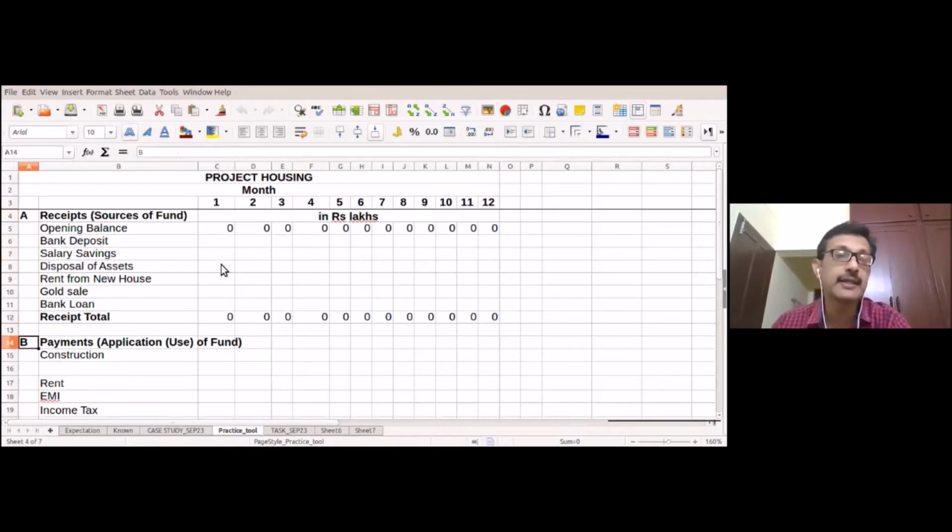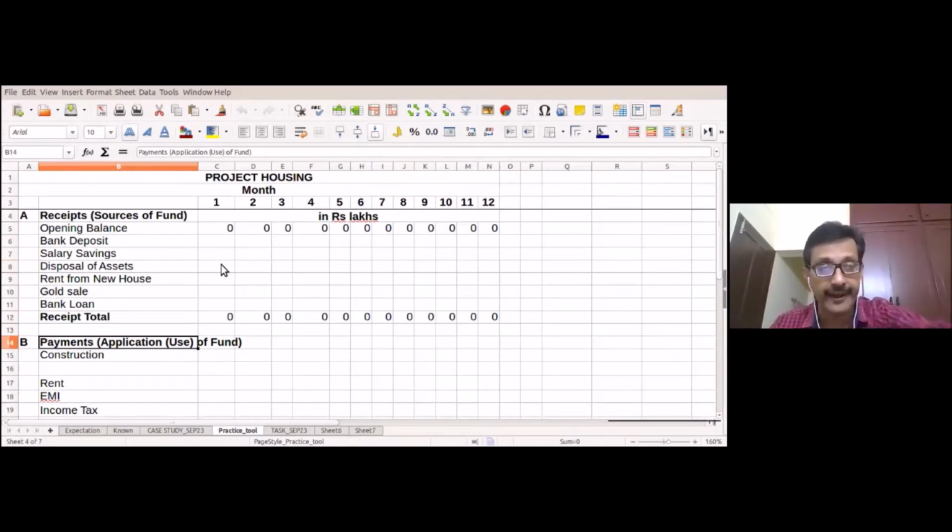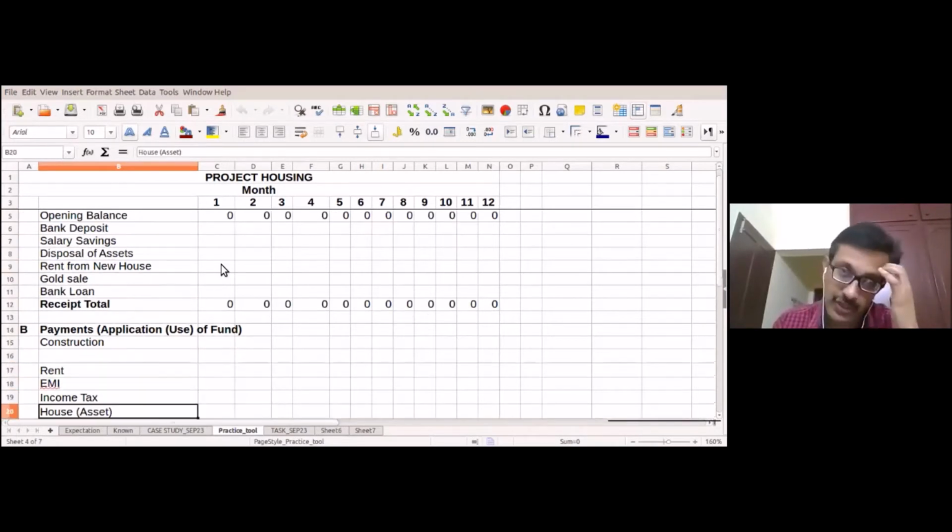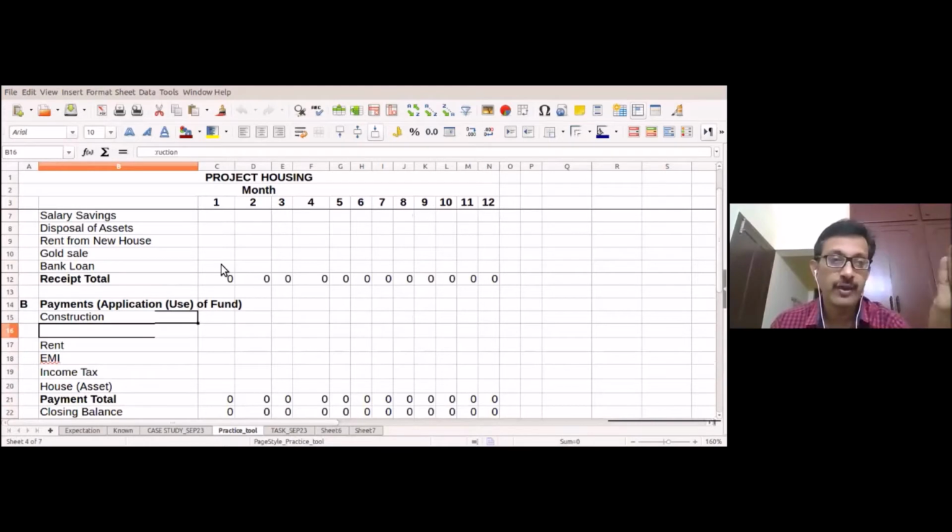Then block B is exactly the opposite, and the technical term normally used is application of fund. Where is this fund, which is sourced here, being applied? Where is this fund being used? So application of fund, use of fund, or simply payments. So now I think the terms are clear. Sources of fund and application of fund. Here also you will mention again the different forms of money, the different forms in which this money is going out. Fine. Is this clear?